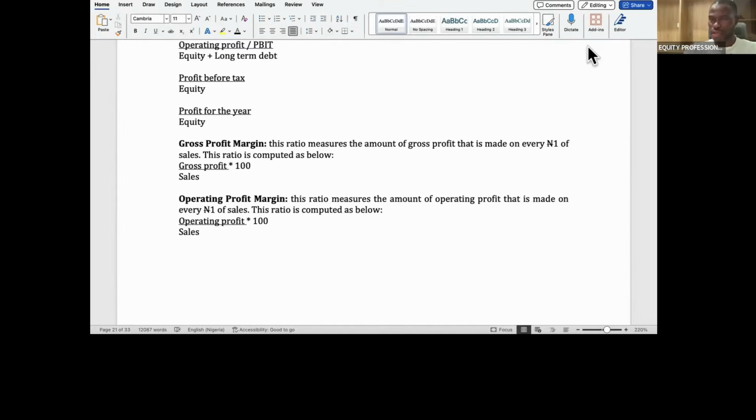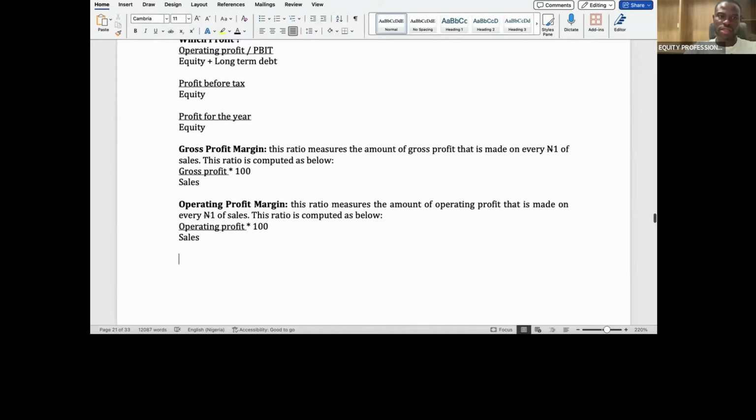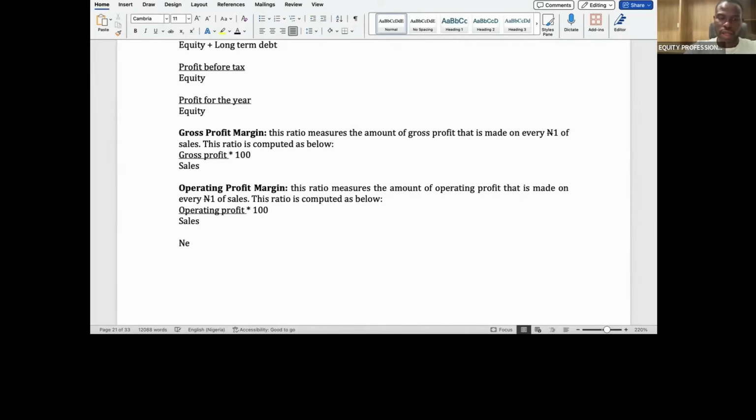You need to tell us what is the underlying factor for the improvements. That is it. If you can get a hold of that, then you're good to go as far as analysis is concerned. Then the next one is your net profit margin.